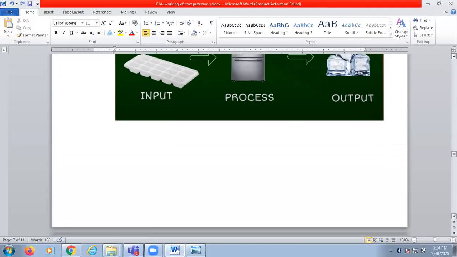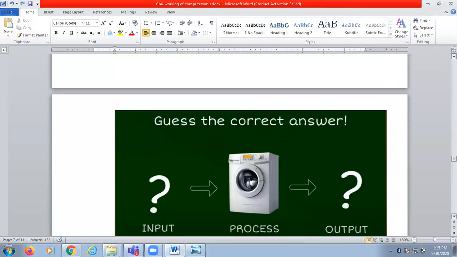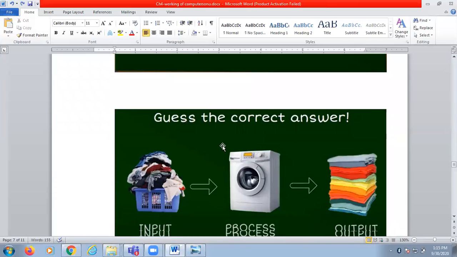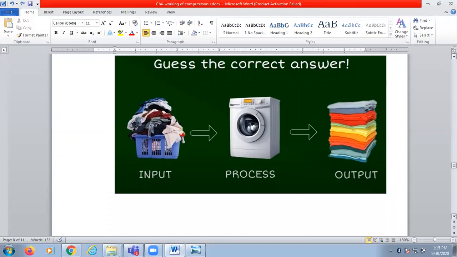Let us take one more example. I just want to know what is the input and output. Yes, tell me, I have taken a washing machine. What is my input? Think, quickly. So my input would be dirty clothes. Process is my washing machine. And what is my output? My output would be clean, beautiful clothes. Yes or no? Let's see the answer. So input is my dirty clothes, process is my washing machine, and the output is my clean clothes. Can you all see that?